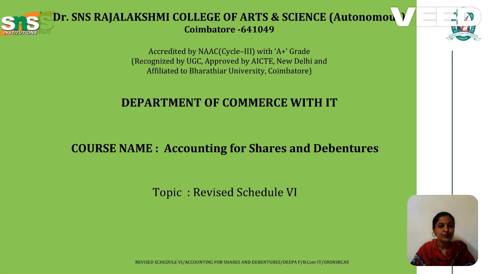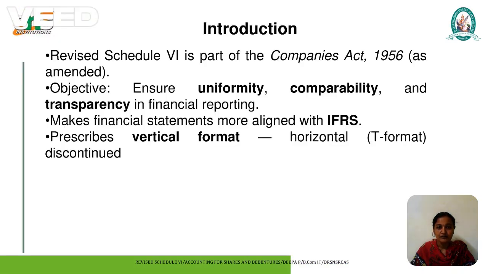Hi all, today we are going to discuss revised Schedule 6. Revised Schedule 6 is part of the Companies Act 1956. Later on, it was amended by the Act of 2013. Its main objective is to ensure uniformity, and it should be easy to compare with the previous year, and there should be transparency in financial reporting.